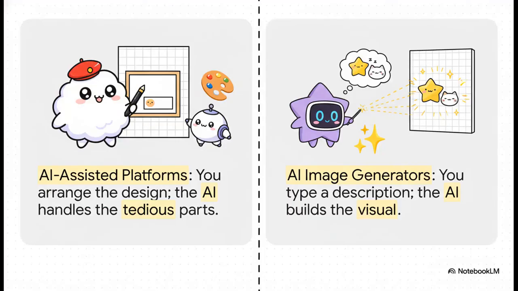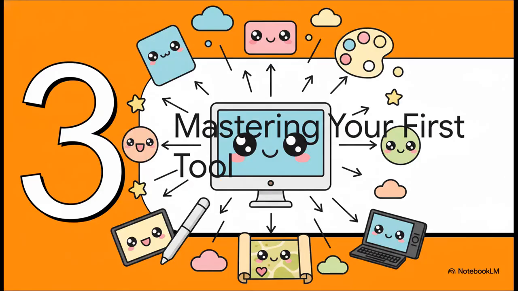And this is it. This is the core idea you need to understand. On one side, you have AI-assisted platforms, like Canva. Think of yourself as the director here. You're in charge, you're arranging the pieces, and the AI is your assistant, doing the boring stuff like removing backgrounds or resizing things. On the other side, you have AI image generators, like Adobe Firefly or Midjourney. Here, you're the visionary. You just type a description of what's in your head, and the AI creates the entire image from scratch. So the question is, are you a director or a visionary right now? Knowing that is everything.